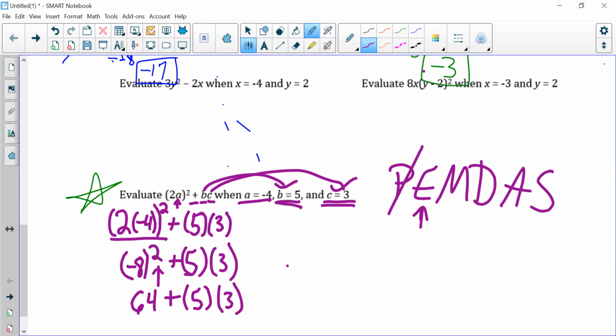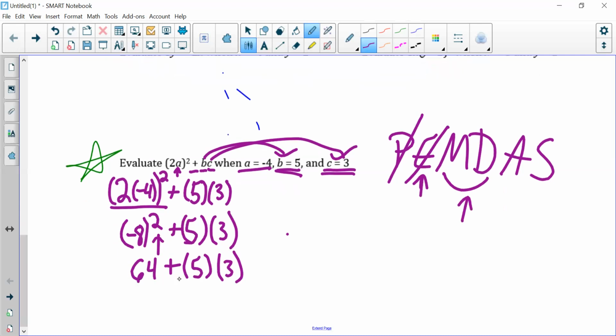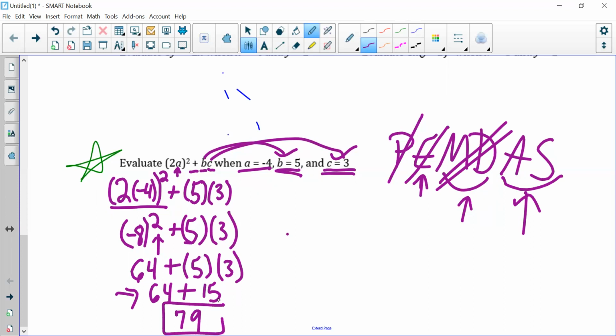We just did my exponents. Next, multiplication and division from left to right. I have 64 plus 5 times 3. What is 5 times 3? 15. I'm going to just bring down this 64 plus because I did not do anything with it at this step. Multiplication and division are done. Next, addition and subtraction from left to right. Starting at the left, going to the right, 64 plus 15 is 79. So my answer here is 79.